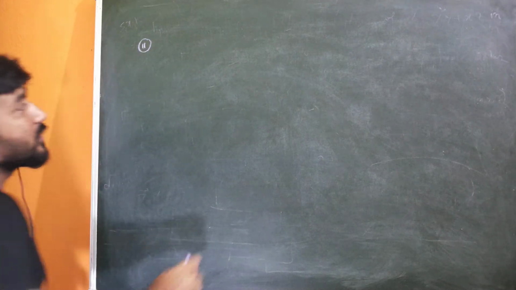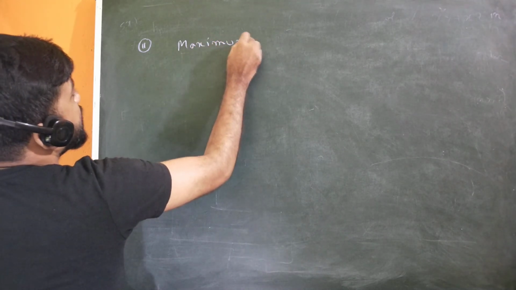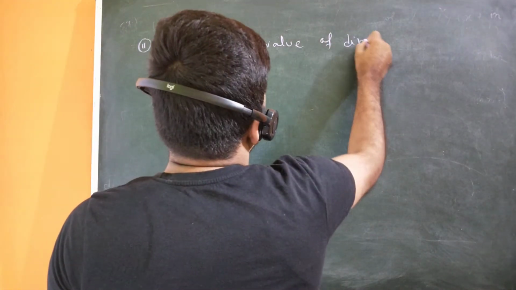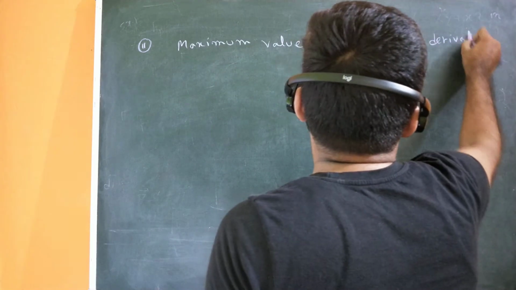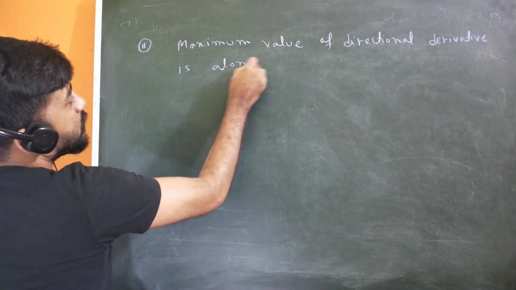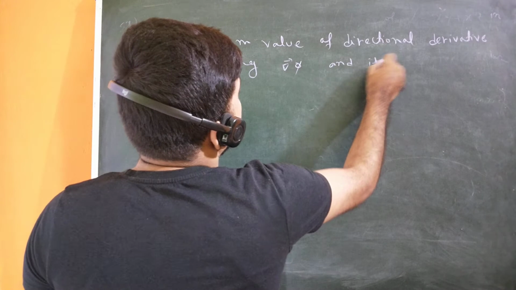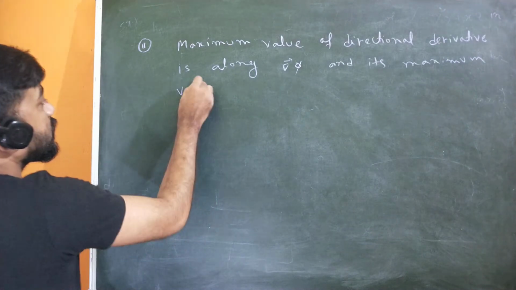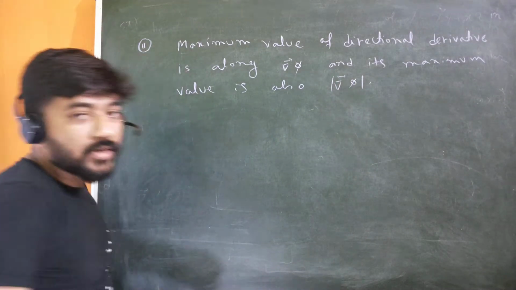Let me write down first the property: the maximum value of the directional derivative is along grad phi, and its maximum value is also mod grad phi. Now how can you understand this thing?